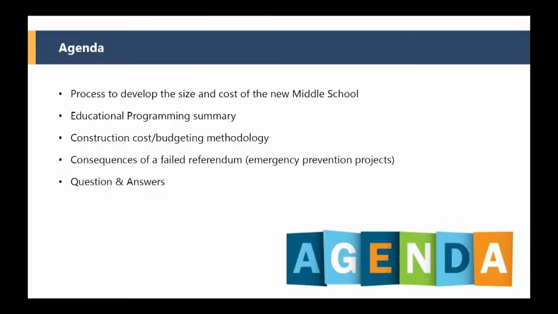We have a brief agenda tonight. It's really kind of a review, but a consolidated view, if you will. Part of this was to talk a little bit about the process used to size the middle school, as well as put together the costs. We're going to do a little bit of educational program summary, which really helps drive that, and Mr. Schrader is going to talk about that a little bit. Talk a little bit about the construction costs and the budgeting methodology, as well as the consequences of a failed referendum. So we were asked to put together an estimate of what we would call an emergency prevention program. So we're going to go through that and then field any questions and answers.